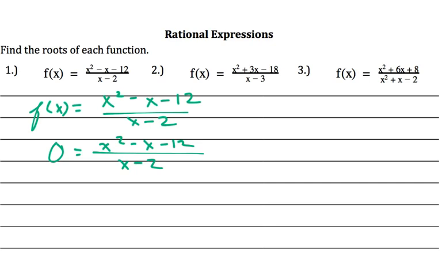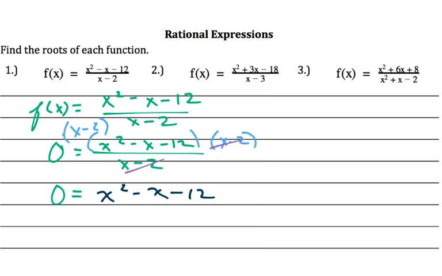But I can multiply both sides by x minus 2. And the nice thing about this is that anything times 0 stays 0. And then these will, of course, cancel out, so that the only thing that remains on the right side is x squared minus x minus 12.